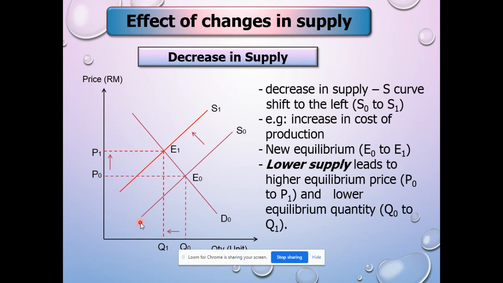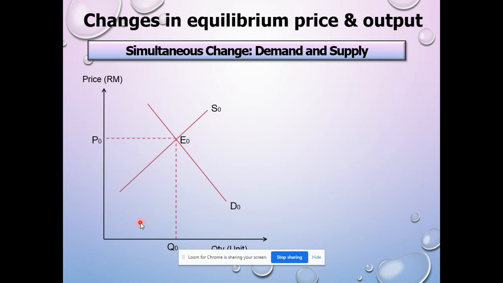Okay, so this is the effect of changes in supply, and the effect in demand. If both change, demand change and supply change, let's say demand decreases and supply increases, this subchapter will not be covered for Eco 120. So it is only up to changes in demand and changes in supply. Both changes together will not be covered for your syllabus.